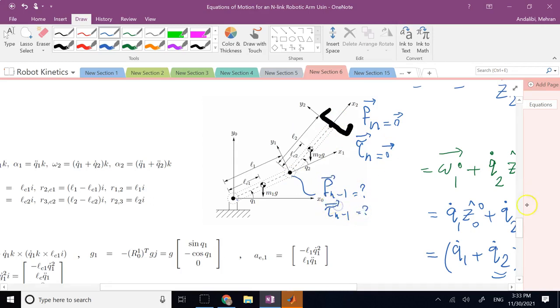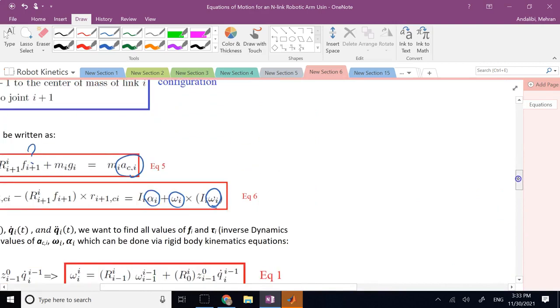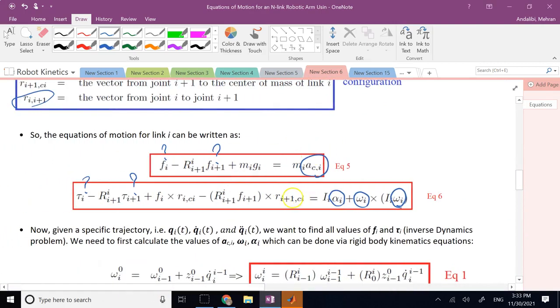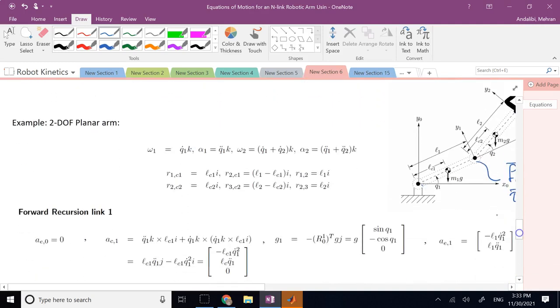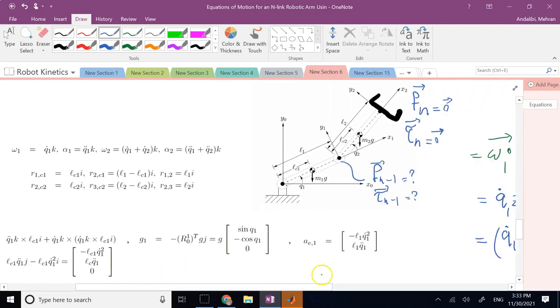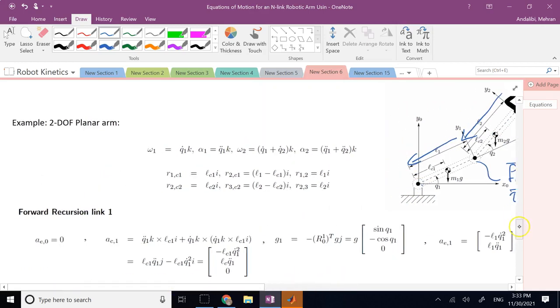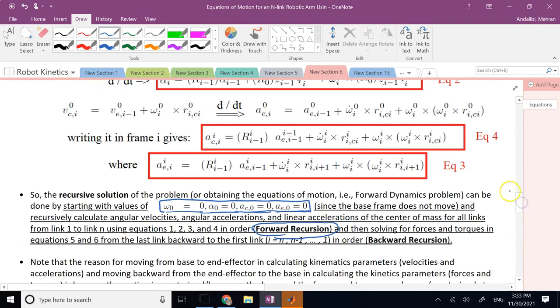By going through equations 5 and 6, once I know the previous frame, I keep going backwards and backwards. So my direction of calculation is from end effector back to the base. And that's why we call equations 5 and 6 the kinetic equations, backward recursions. And that's what you can see here.